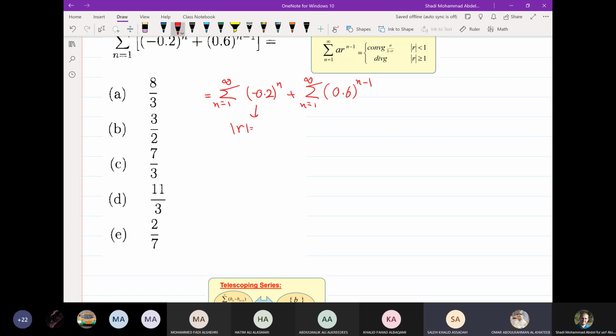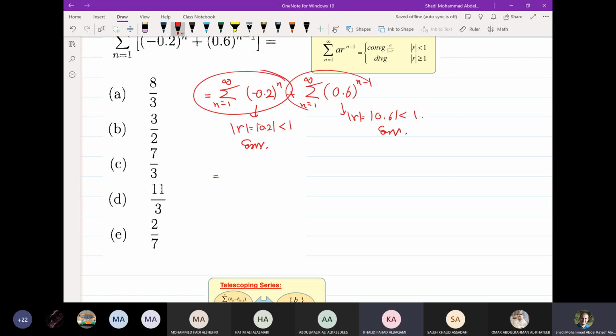Minus 0.2, or 0.2, which is less than 1 as an absolute value. So it converges. We can find its sum. For this one, the ratio will be 0.6 as an absolute value. It will be less than 1 also, so it will also be a convergent geometric series. So both of them converge. You calculate 2 sums, then you sum them up, right? I will find the sum of each one of them, then I will add them.